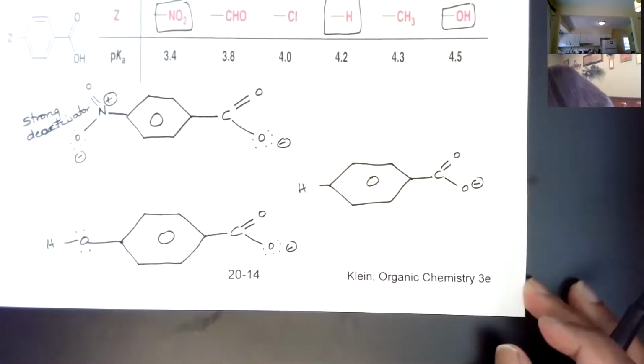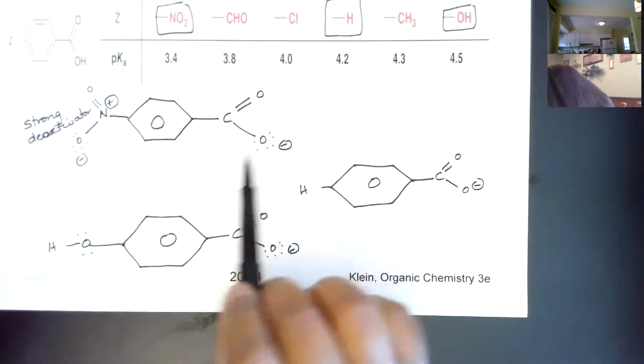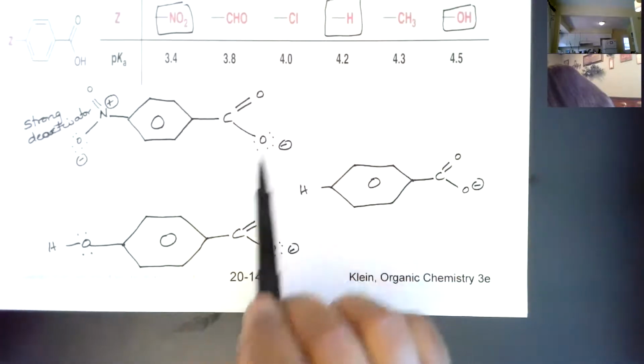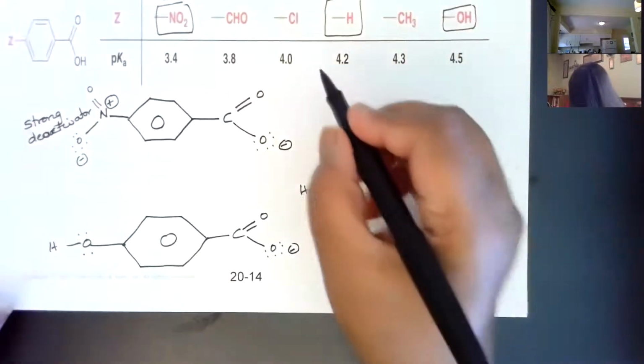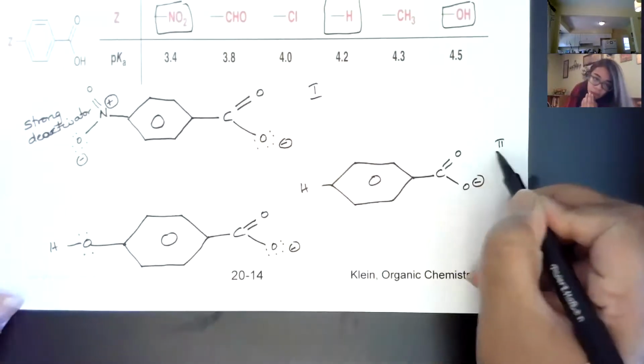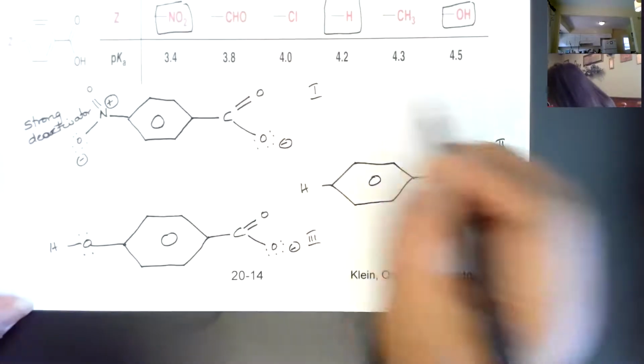Okay. So now, how does each of these affect the stability of the three? Which one do you think will be most stable of the three? Label these as 1, 2, and 3. Number 3. Number 3 will be the most stable. Hold up. Okay, let me ask you this. Number 2. The middle?